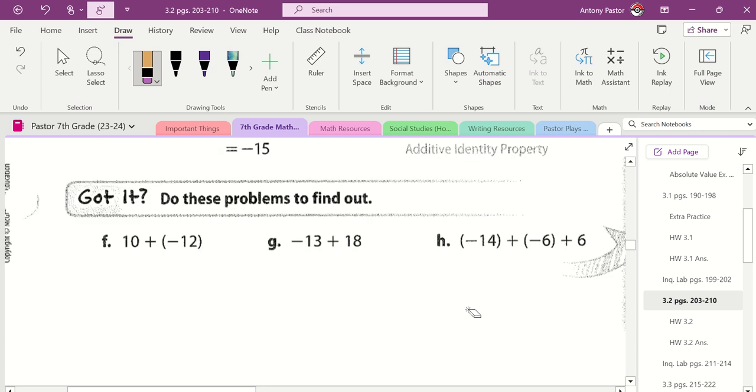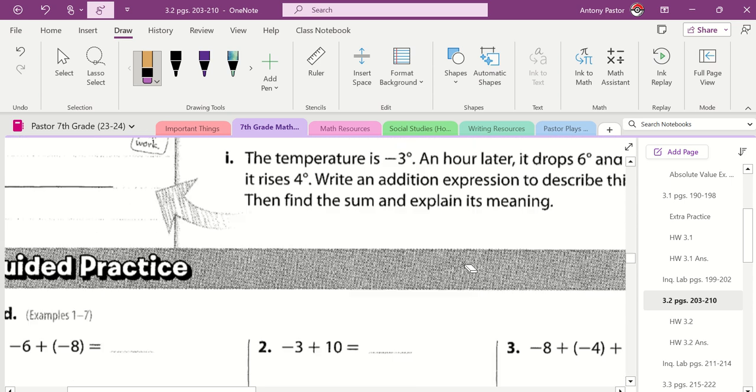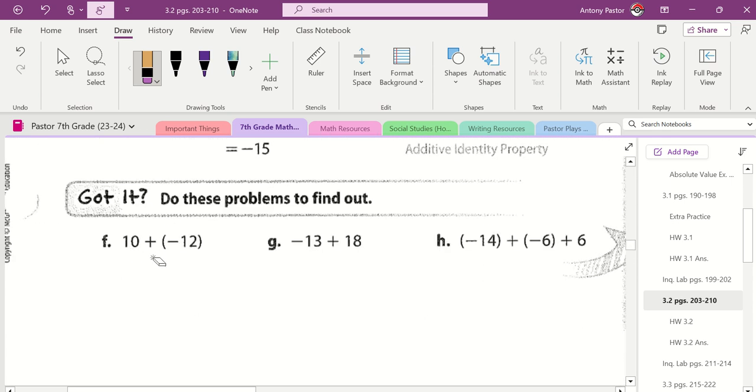So these are going to be some questions that we're going to do, and then we are going to call this one a video because it's pretty straightforward. 10 plus negative 12 becomes 10 minus 12, which will be negative 2.